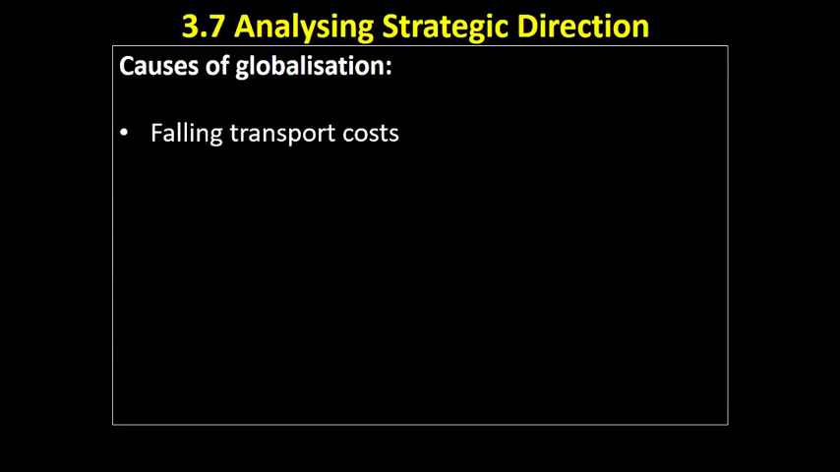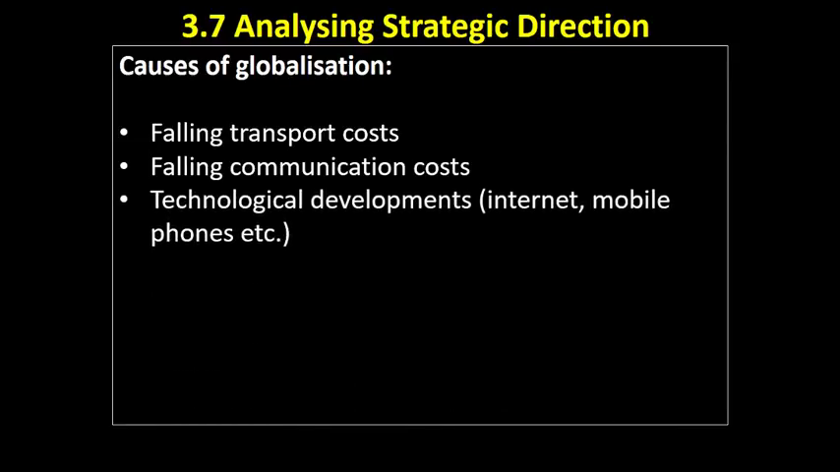Well, falling transport costs, as we've seen: the cost of getting your product from one country to another, or importing raw materials. Falling communications costs, so communicating with suppliers abroad and customers abroad has become much easier in recent years. The development in both transport and communication, but particularly communication in the last 10 years, is just unbelievable. Technological developments like the internet, mobile phones, etc. have made it much easier for us to trade with foreign nations.